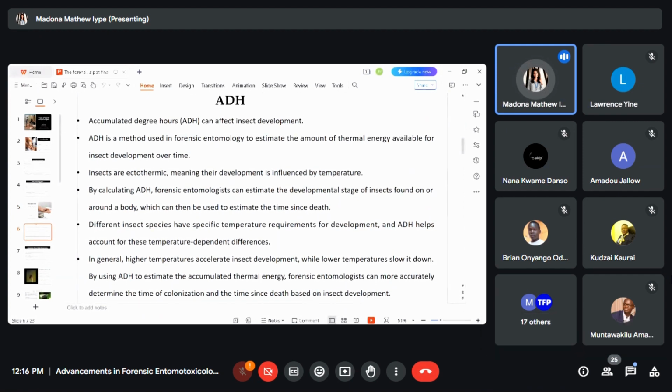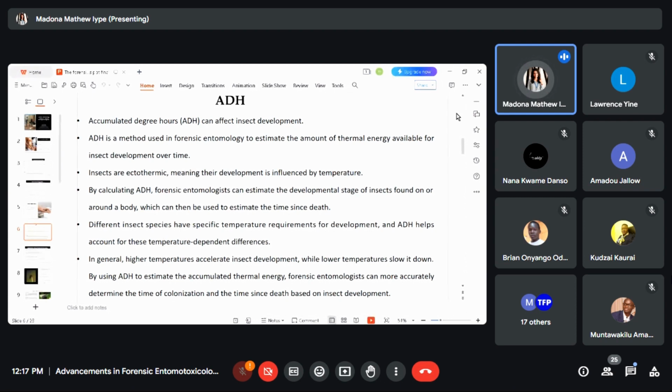Now let's look into what ADH is. So basically, ADH is accumulated degree hours, which can affect insect development. This is one of the main methods used in forensic entomology to estimate the amount of thermal energy available for the insect development over time. Because we all know that insects are ectothermic and they will need temperature. Some will need high temperature, others will need low, but insects are influenced by temperature.